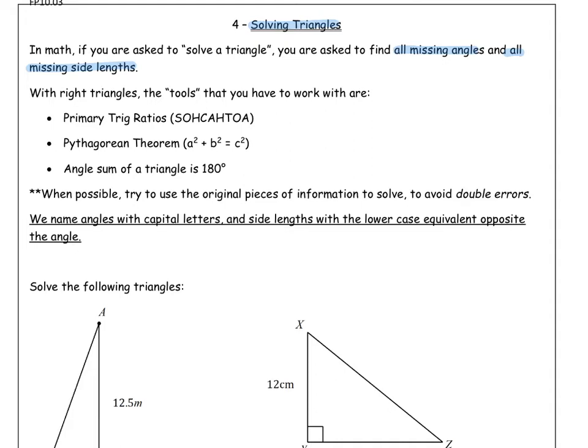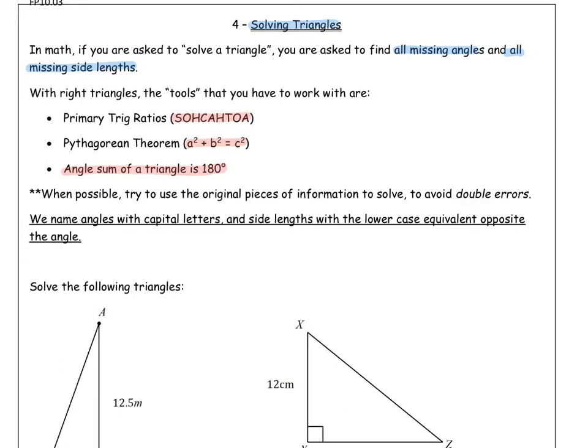Now just a reminder that your tools that you can work with when you have a right triangle are the primary trig ratios. So you've got SOHCAHTOA to work with. Don't forget you've also got the Pythagorean theorem, and that the sum of the angles in a triangle is 180 degrees. So those are kind of the tools in your toolkit.